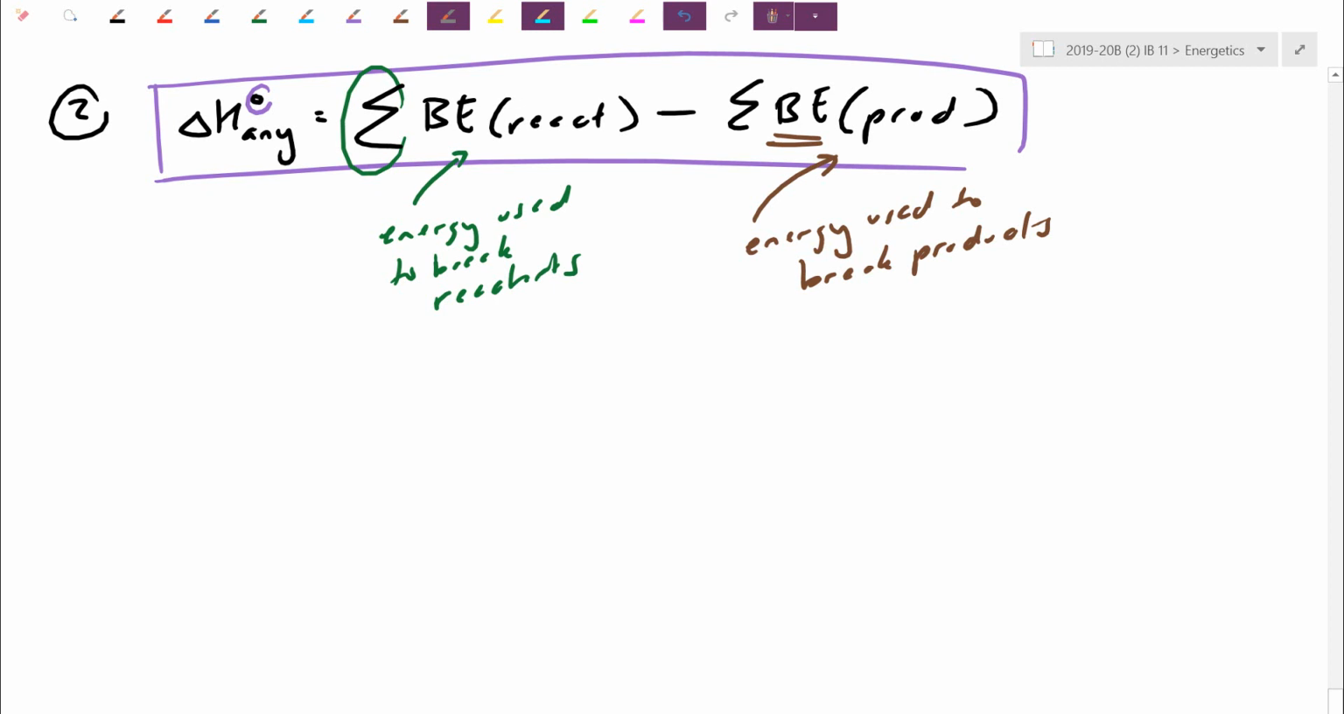So let's try this out. We're going to start off with just a very simple equation here. H2 plus Cl2 becomes 2HCl. And the question here is find the delta H. Find the enthalpy change.